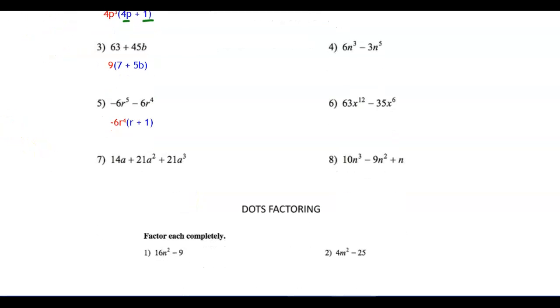Last GCF here, I'll go ahead and pause the video, try it out, and then see if you got it right. It's 14, 21, and 21. This is 3 terms, but that's okay. We just look for the number that's in all of these 3 terms. 14, 21, and 21. The greatest common factor of the numbers is 7, and then all of them have at least one a. The smallest exponent value is 1, so my GCF has an exponent value of 1. There's my leftover step. I divided 14a by 7a, 21a squared by 7a, etc.